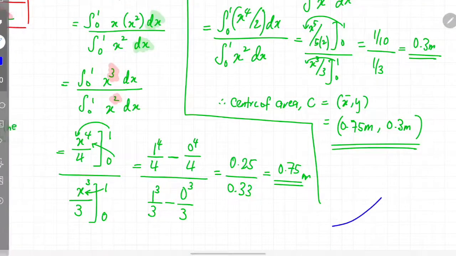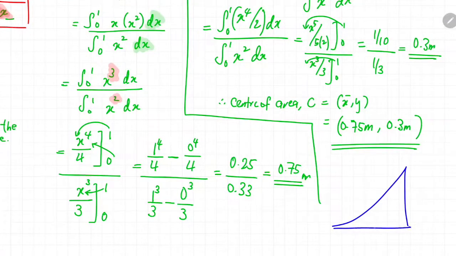So if I were to redraw the boundary, the shaded boundary over here, the curve and also the range is from 0 to 1, and in this one is also from 0 to 1. So the centroid would be 0.75 meter measured from the origin along the x direction, and along the y direction, if measured from the origin, the distance would be 0.3 meter like this. So this is the position of the center of the shaded area.